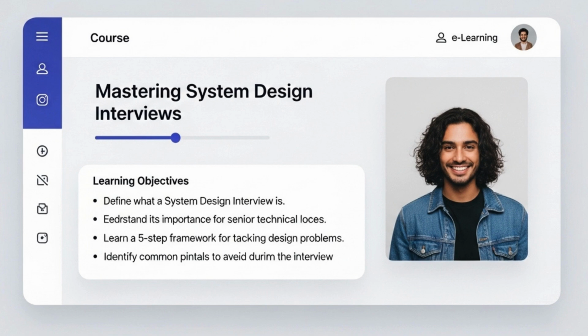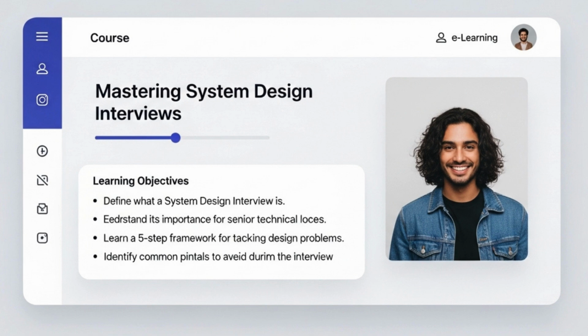We'll also equip you with a practical 5-step framework for approaching complex design problems and help you identify common pitfalls to avoid, ensuring you present your best architectural thinking. Let's dive in and unlock your potential in system design.